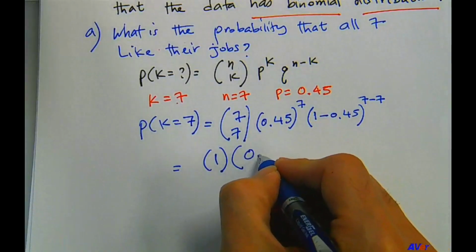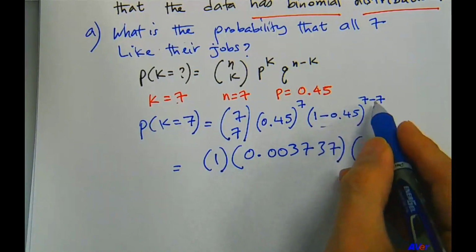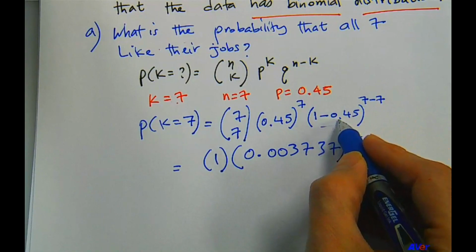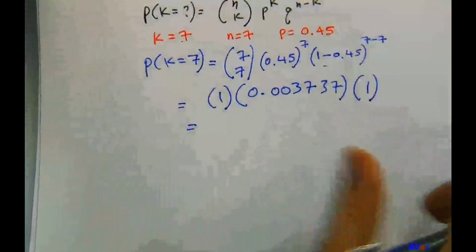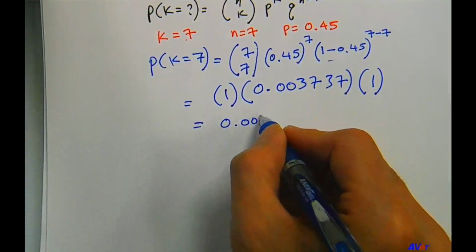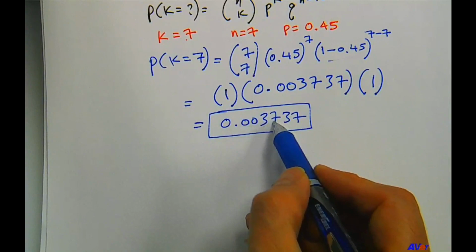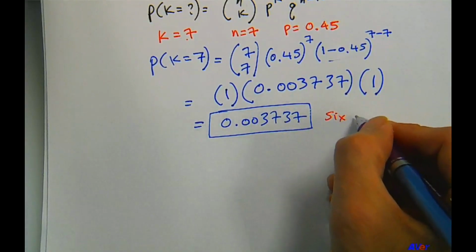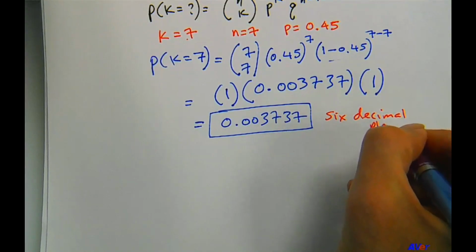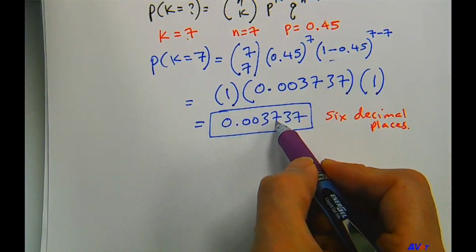0.45 to the 7th power is 0.003737, and any number raised to the 0 power is 1, so 0.55 to the 0 power is 1. Multiplying all of that, we get the same number, 0.003737. I have carried this over to 6 decimal places. If I wanted to round this to 4 decimal places, then this would be 0.0037, right? And if this was a 5 something, I would round this 7 to 8.